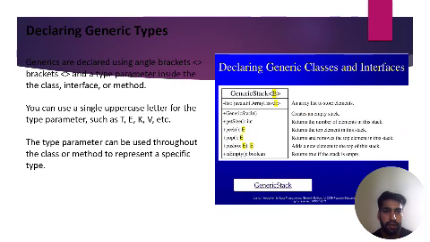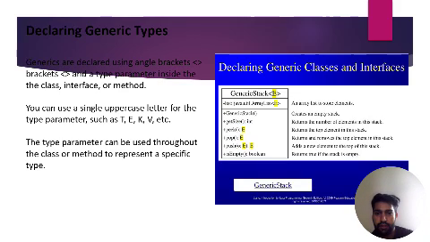Now we will see about declaring generic types. Generics are declared using angle brackets and a type parameter inside the class, interface, or method. You can use a single uppercase letter for the type parameters such as T, E, K, V, etc. The type parameters can be used throughout the class or method to represent a specific type. Declaring generic classes and interfaces.